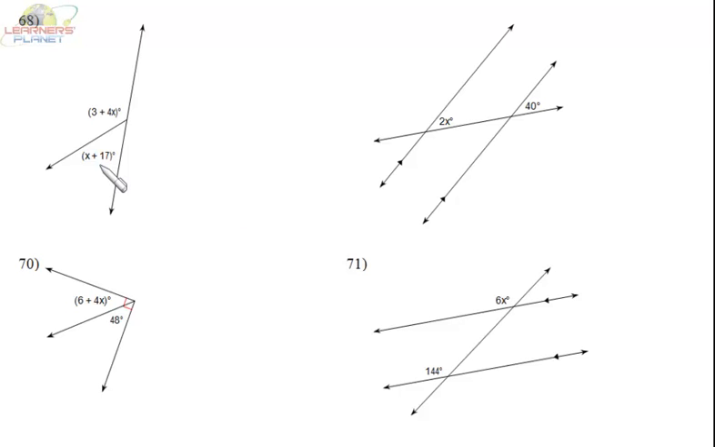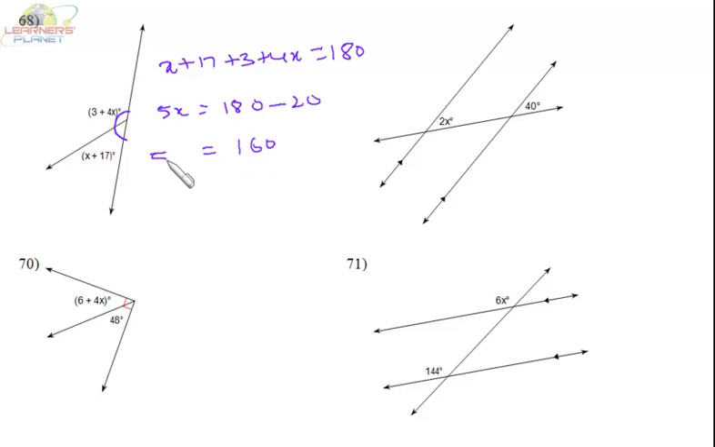Now in this question, they are forming a linear pair. So sum of both of them will be 180 degree. So we just write the equation. X plus 17 plus 3 plus 4x is 180. So 5x is equal to 180 minus 20, or we can say 160. So x is equal to 160 by 5. So it's 5 3s are and 5 2s are. Okay. So the value of x is 32.